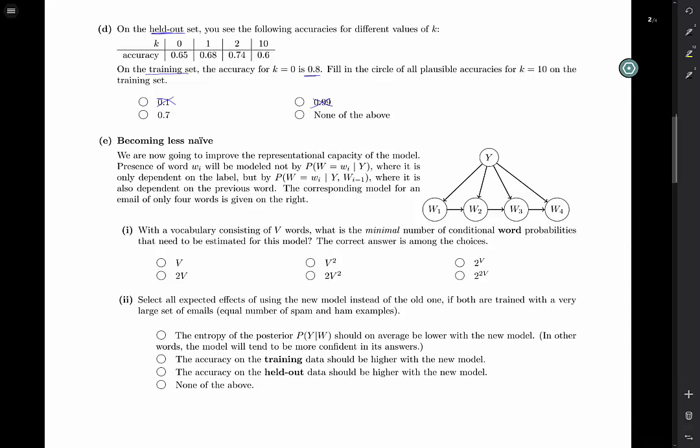So now if we look at 0.7, we need to look at how k affects the holdout accuracy. We can see it goes up, up, up, and then it goes down. So Laplace smoothing at k equals 10 is actually hurting, by a little bit. On the training set, it was 0.8 without any Laplace smoothing, and with Laplace smoothing it goes down a little. So this seems reasonable.